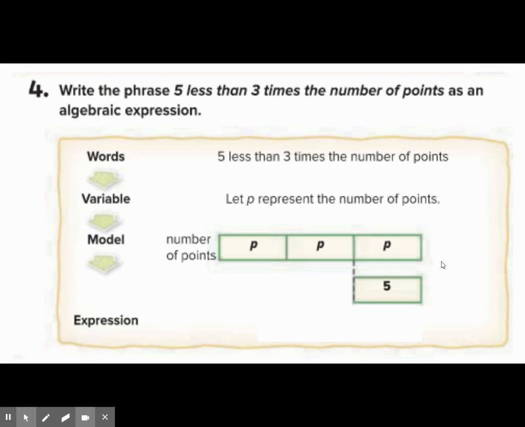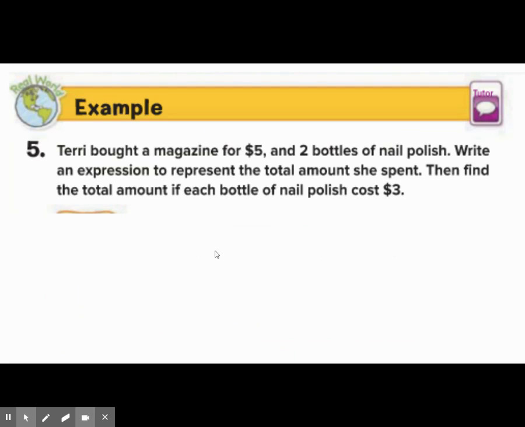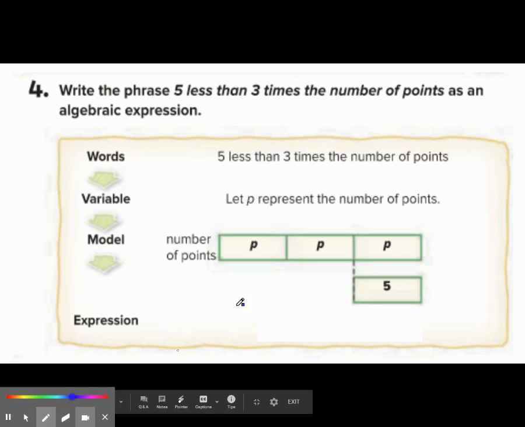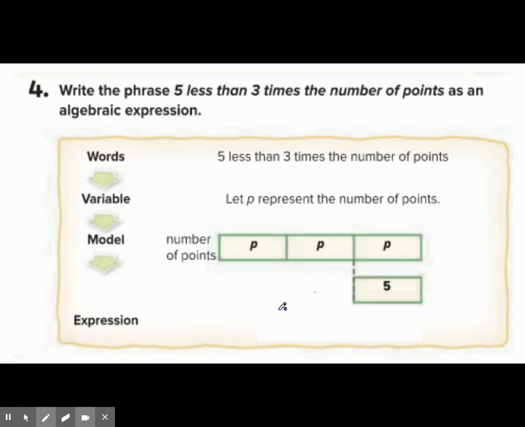So if we were to rewrite this as an expression, sorry, let me head back here. If we're going to rewrite this as an expression, I have 1, 2, 3, p. I could do p plus p plus p, or 3p, 3 times the quantity p, which is the number of points, minus 5. And that would give us an expression that shows 5 less than 3 times the number of points.